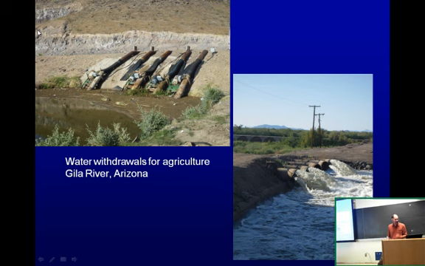And I had to throw these in because I just took them from field work recently. This is the Gila River in Arizona, and it just shows what some of these water withdrawals look like. Water is being siphoned out near a dam site and put into irrigation ditches and transported out primarily for agriculture. So this is, again, a scene that you see in any region that is heavy on agriculture, such as the Central Valley in California.